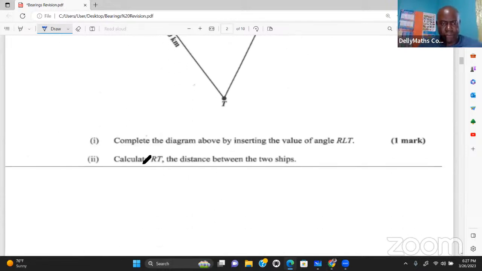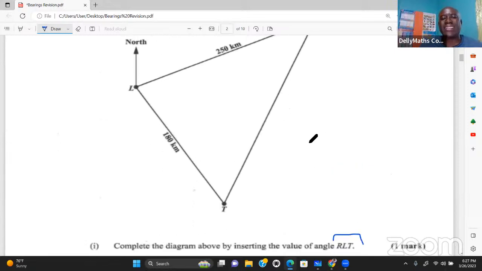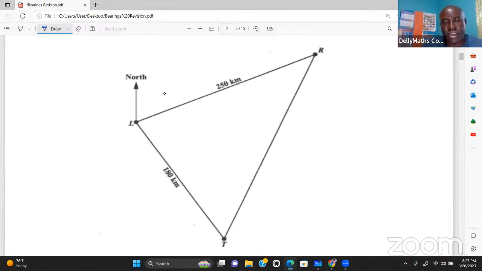Fine. The first question says, complete the diagram above by inserting the value of angle RLT. So they want us to just insert RLT. So RLT is this angle here. They want us to insert the value of this. So in order to insert the value here, we need to remember what they just said, read it back, put them on, and then look at how we're going to be getting this angle here, right?